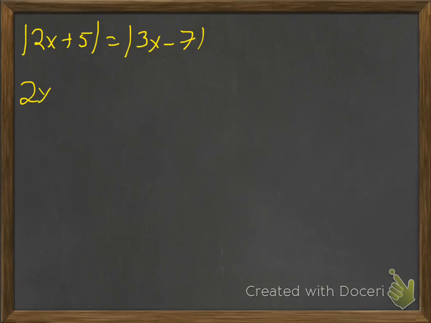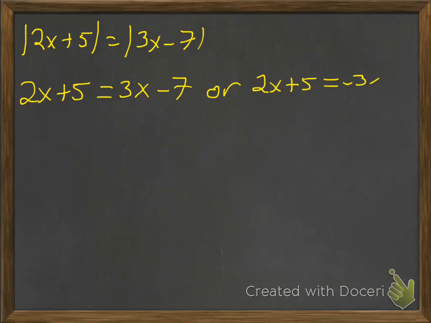What we can do is just drop the absolute value bars on the first one, and then have the right hand equation be the same and then the opposite. So just like what we did with just a number, you have the positive direction and the negative direction.